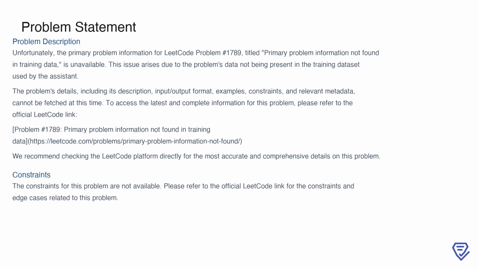The primary problem information for LeetCode problem number 1789 is unavailable due to the data being absent from the training dataset. Unfortunately, this means that the problem's metadata, description, examples, and constraints cannot be provided here. To solve this problem, I recommend visiting the official LeetCode platform using the provided link. There, you will find the complete and accurate problem statement, input-output specifications, test cases with explanations, and any additional constraints. LeetCode remains the best resource for understanding and solving this problem, as it contains the most up-to-date information.